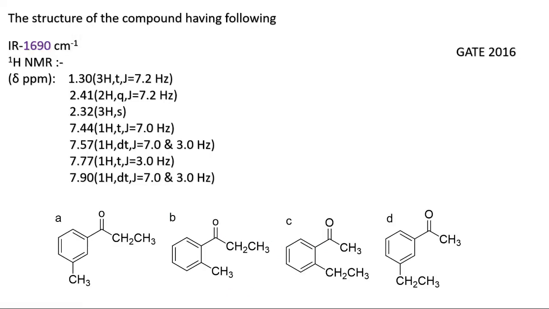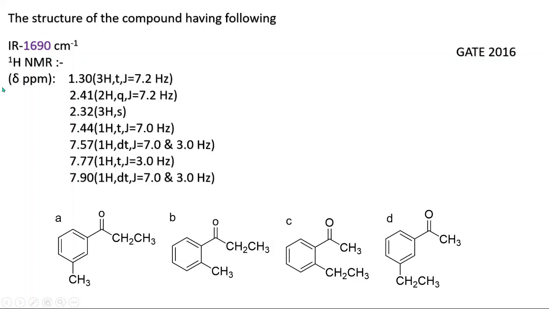Now we will do the next problem, that is, the structure of the compound having the following data. They have mentioned IR 1690, which is for an alpha beta unsaturated ketone when it is in conjugation with an aryl group. So this ketone will resonate at 1690. In all the options they have mentioned that, so this IR data gives only that much information.